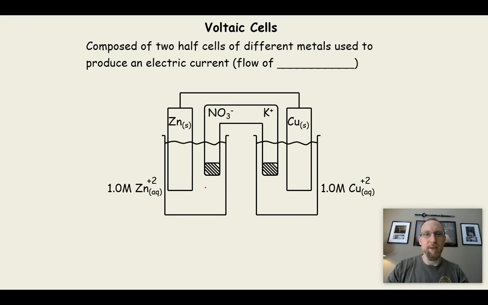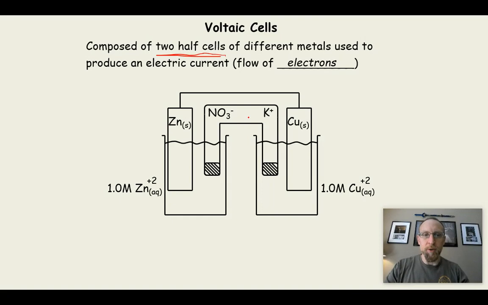Voltaic cells are composed of two half cells of different metals used to produce an electric current. And what is an electric current? It's a flow of electrons. So electricity, remember, is a flow of electrons. That's what electricity is. So how does that flow of electrons occur? Let's talk about that.